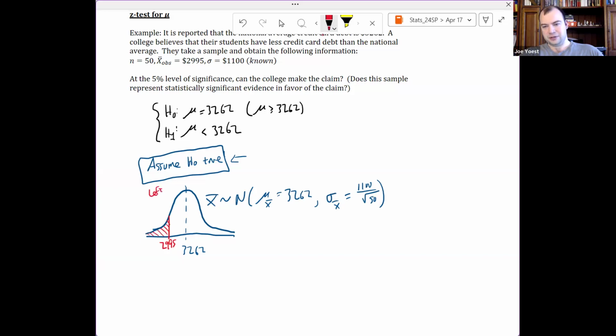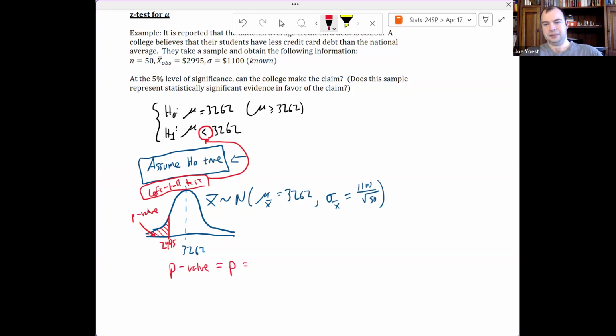We call this a left tail test. And it's a left tail test because our alternative hypothesis has a less than here, mu less than 3262. So the kind of strong evidence against the null in favor of the alternative is whenever X bar observed is way to the left, if it's in the left tail. If I rejected 2995, I'd also reject anywhere further to the left. This area here, we call this the p-value.